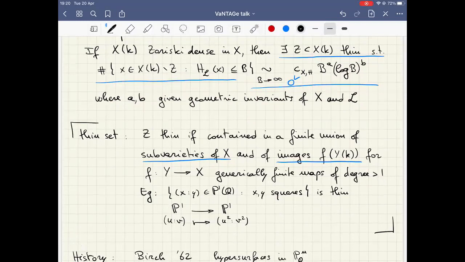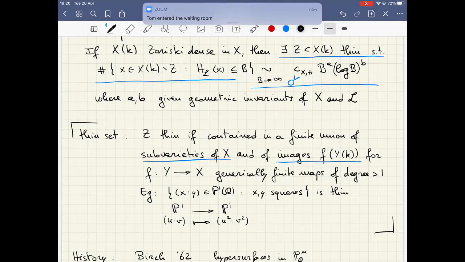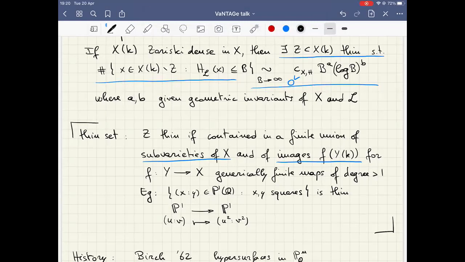All right, so if there are no other questions about the statement, of course you can ask later as well. There's one in the chat. So the question says, you said that we have the degree bigger than one hypothesis to avoid throwing out all rational points. True. Is it known that X(K) is not thin under the hypothesis of the conjecture? Meaning you can get all rational points from a higher degree finite map.